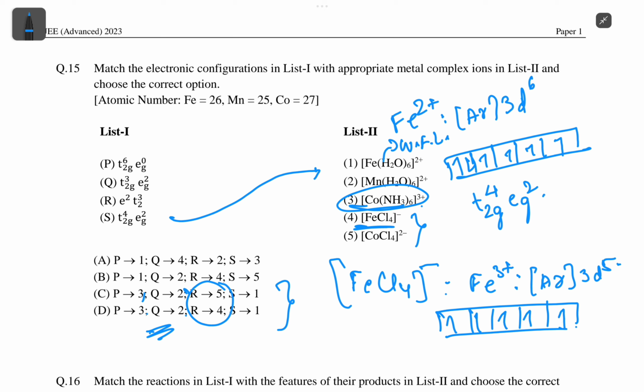This is the configuration, and yeah, nothing would happen. It would just form sp3, right? This is an sp3 complex, so it should be E2T23, so R should match with 4, so D option I think should be correct.